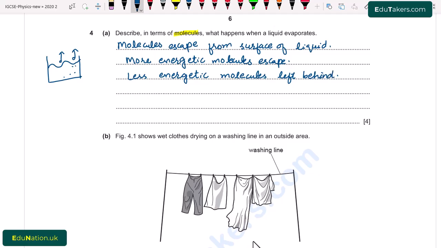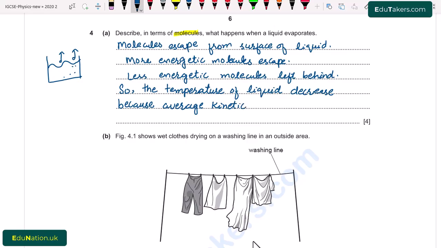So the temperature of the liquid decreases because the average kinetic energy of the remaining molecules is lower. So you have to write all of these steps.